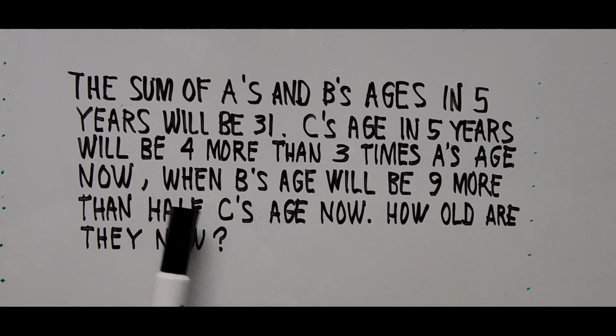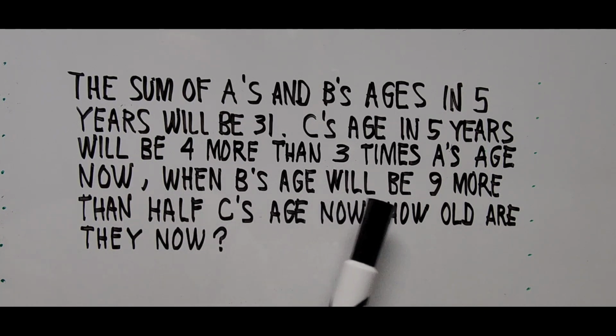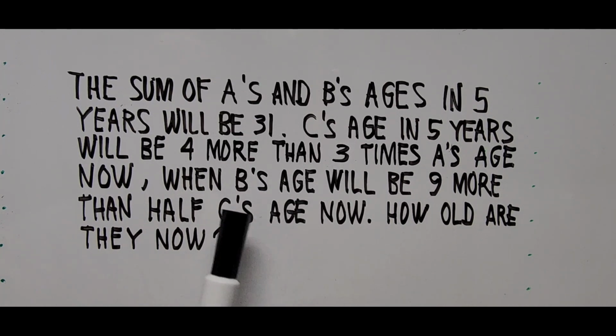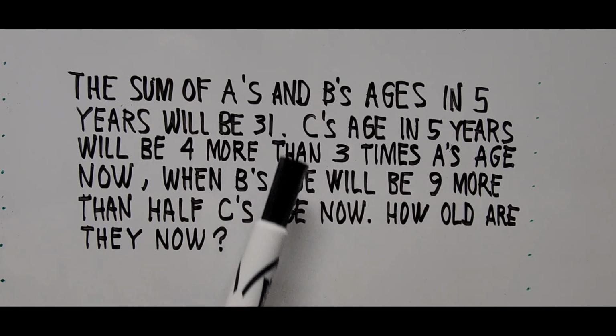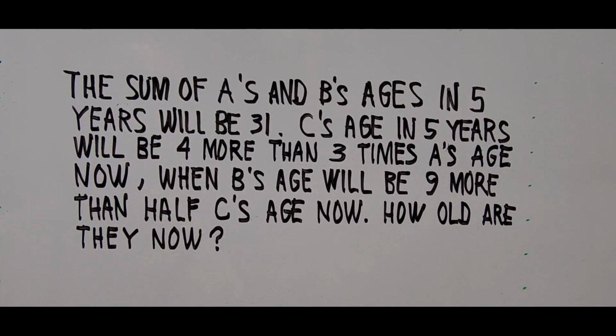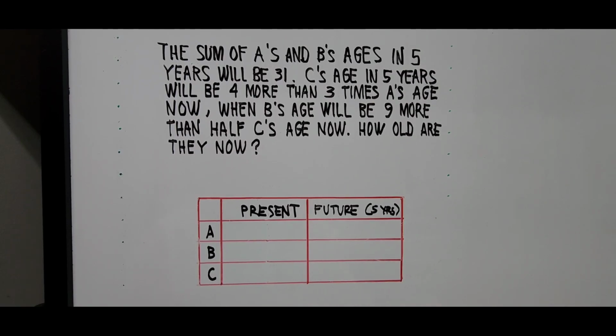And the second part, when B's age will be 9 more than half C's age now. This is about the same timeline comparison of their ages, B's age compared to C's age, the same comparison as in the first part of the second sentence. What's being asked is their present ages, all of them, A, B, and C. So we'll be using a table to better analyze and reflect what's indicated in the problem and to solve the problem.